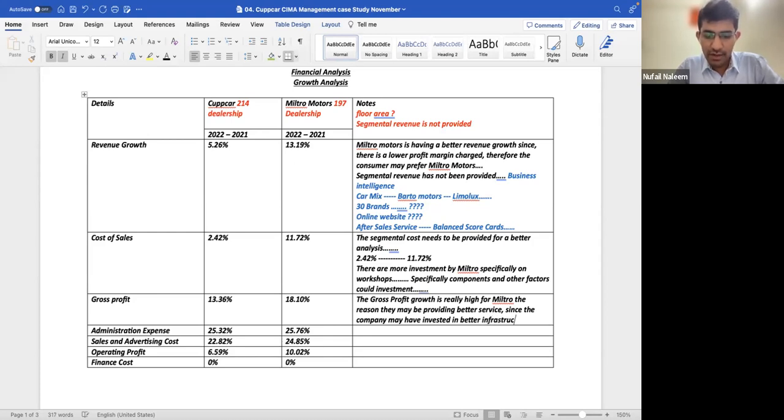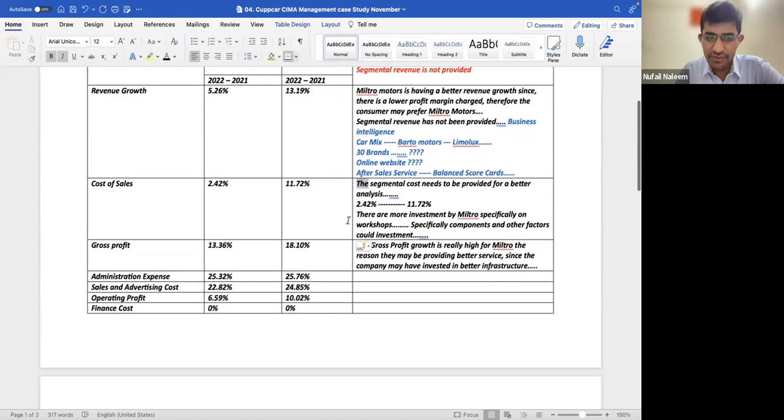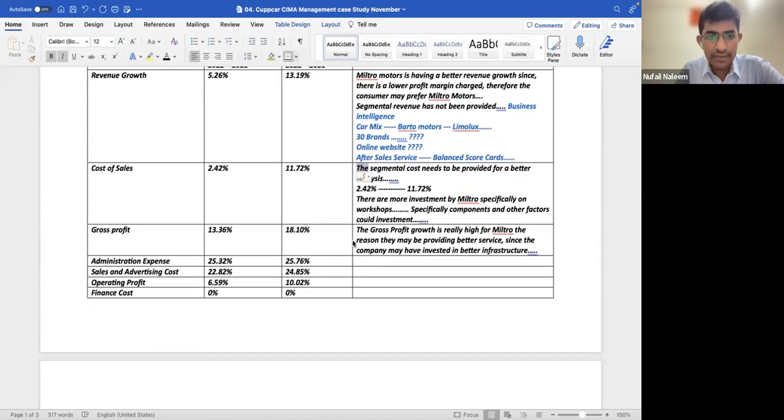100% we can conclude that there can be better infrastructure as well. I believe that is also perfectly clear for the students. Now, students, coming to the next one, administration expense looks the same because I think both companies have maintained the same level of staff in admin function.